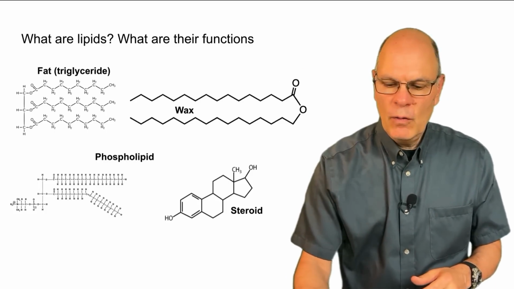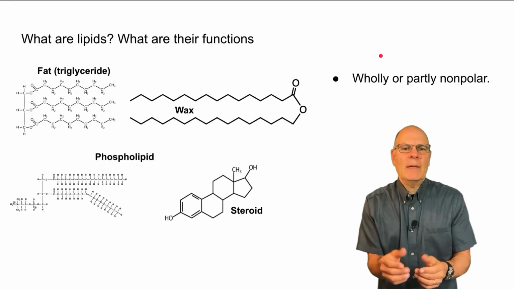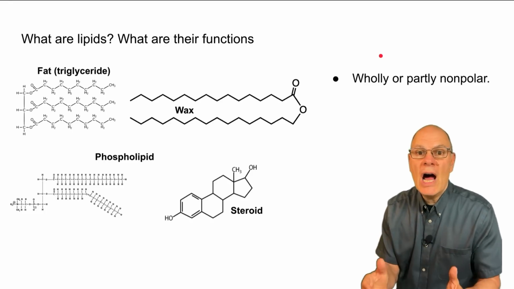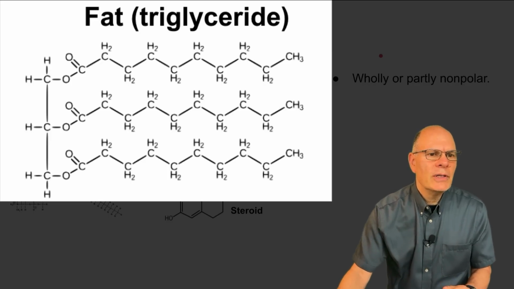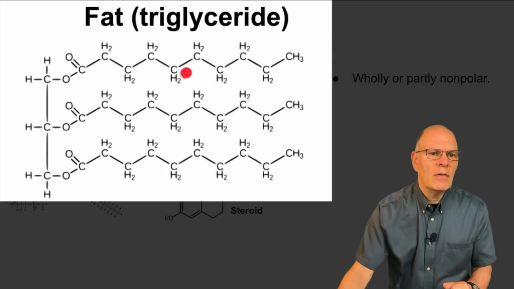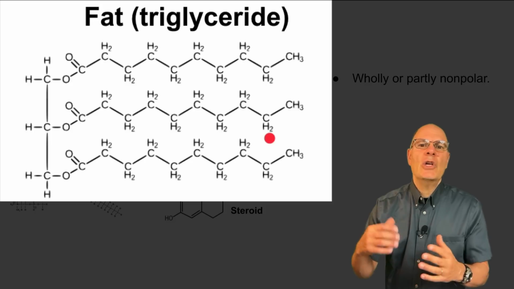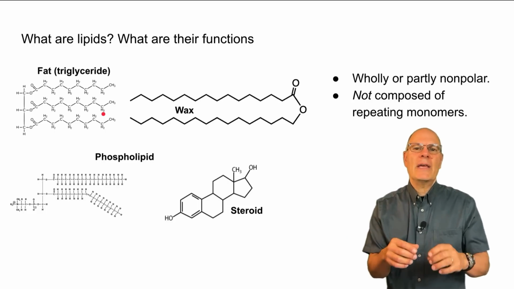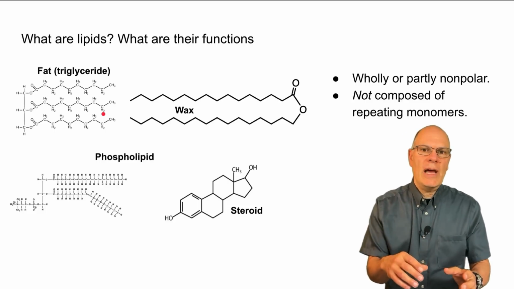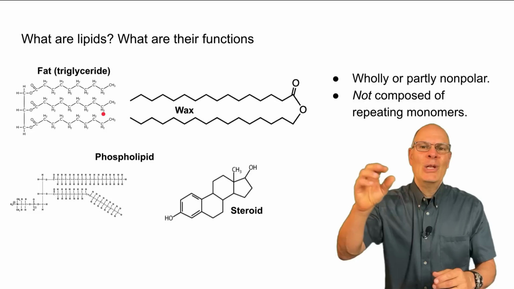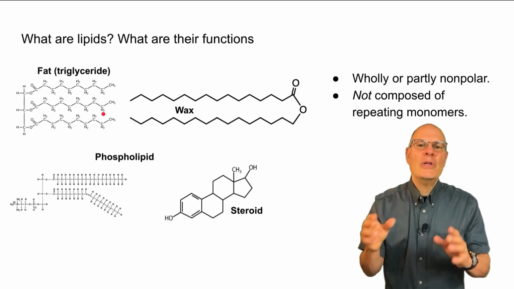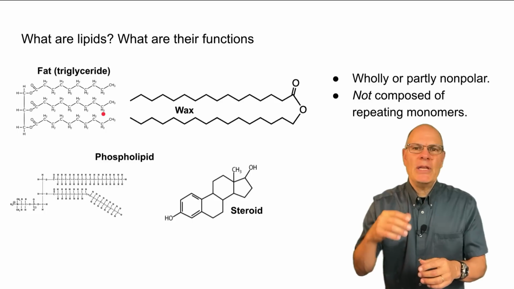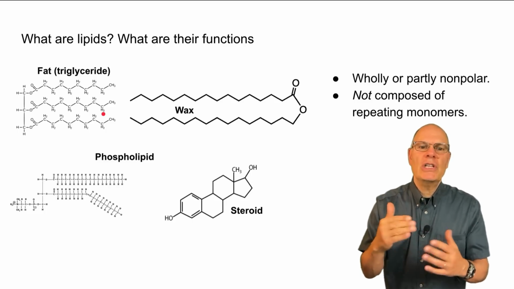So here we have 4 different lipids, and what makes a lipid a lipid? First of all, lipids are molecules that are wholly or partly non-polar. So for example, you see all these hydrocarbons over here, those are all completely non-polar. They don't dissolve in water, they're hydrophobic. They also are characterized by the fact that unlike the carbohydrates that we've met and the proteins and the nucleic acids that we will meet, they're not composed of repeating monomers. They might have subunits, but they don't have those subunits repeated hundreds or dozens of times.